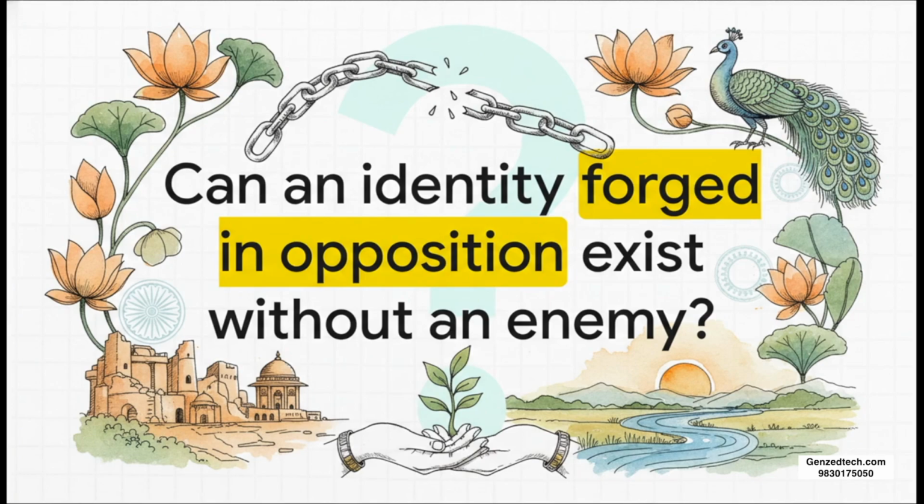And that leaves us with one final big question to chew on. So much of this identity was forged by standing together against a common ruler. So it makes you wonder, once that opponent is gone, what holds the nation together? Can an identity that's born in opposition truly thrive in times of peace?